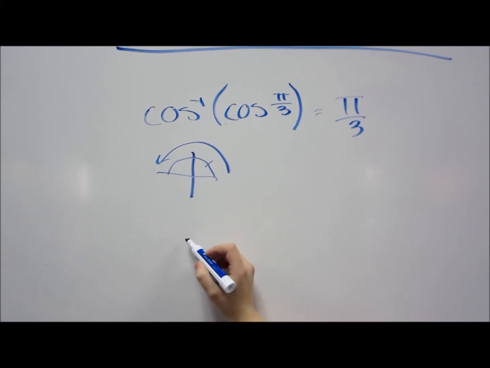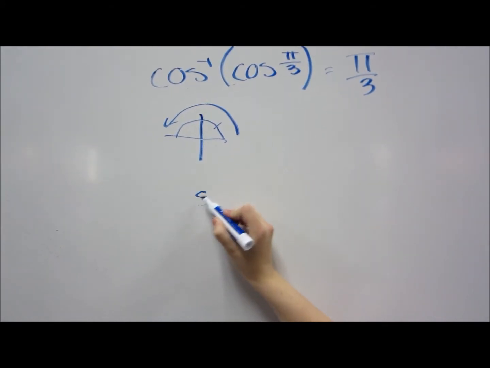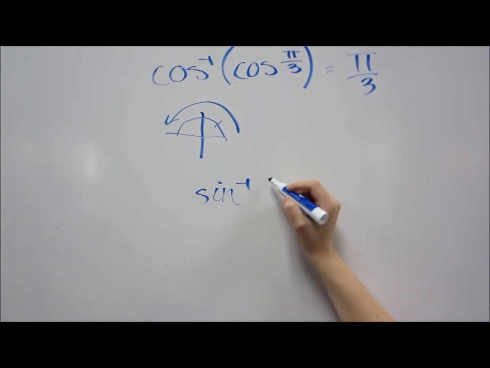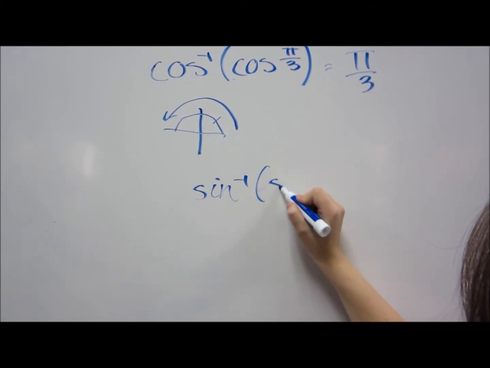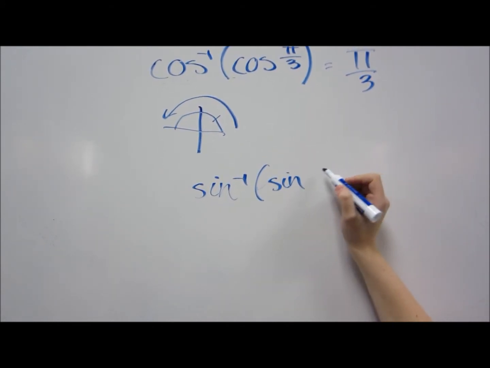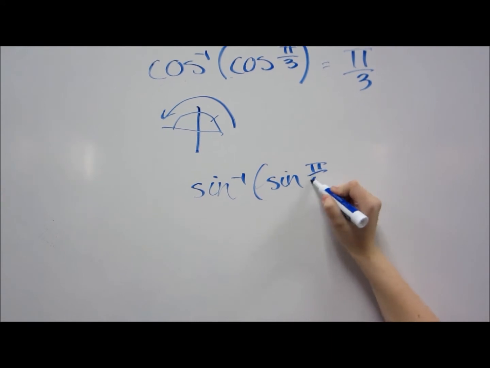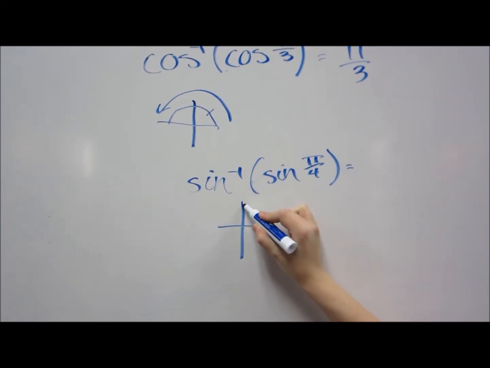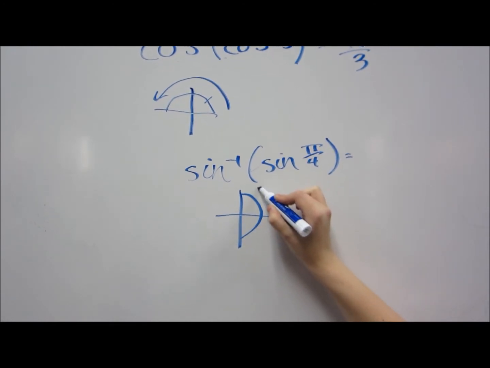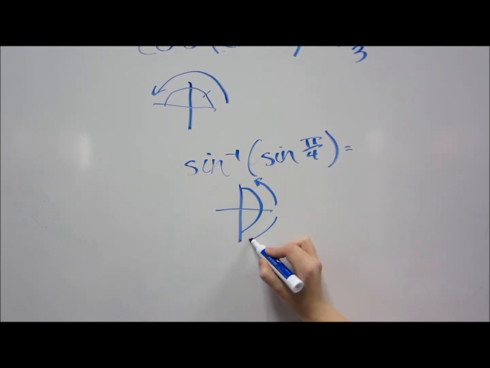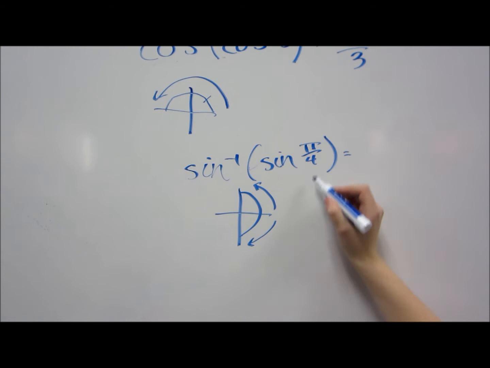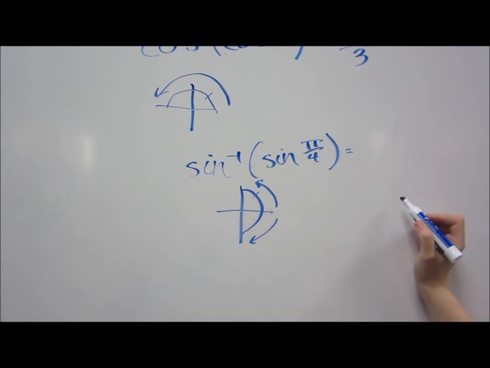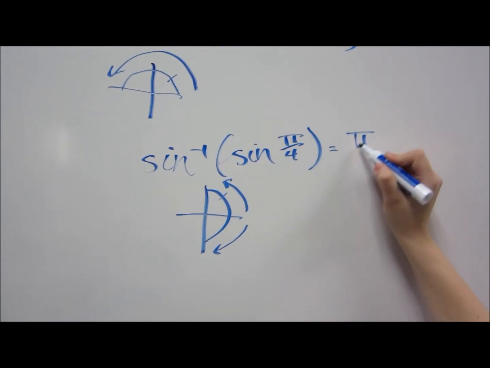Another example would be sine inverse of, say, pi over 4. The principal interval of inverse sine is from 0 to pi over 2 and from 0 to negative pi over 2. And pi over 4 falls within the principal interval, so you know the answer is going to be pi over 4.